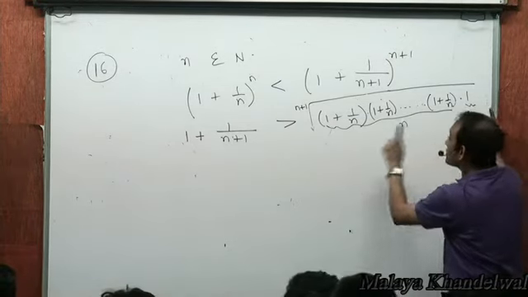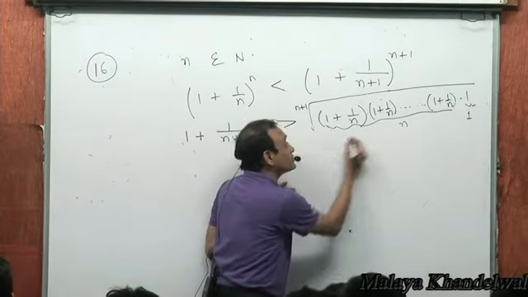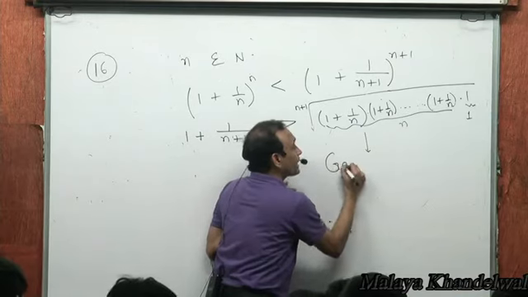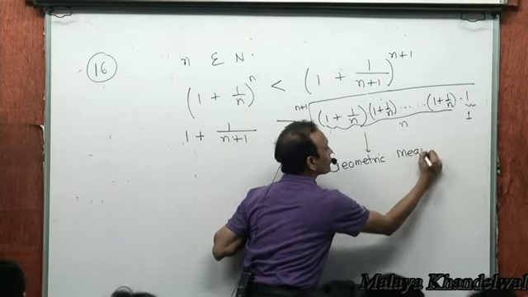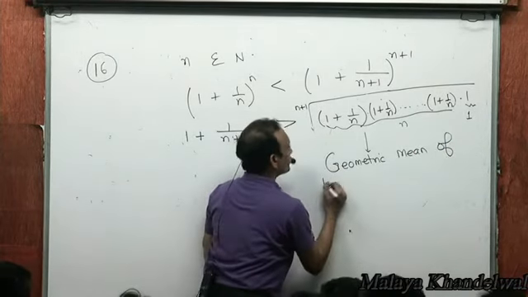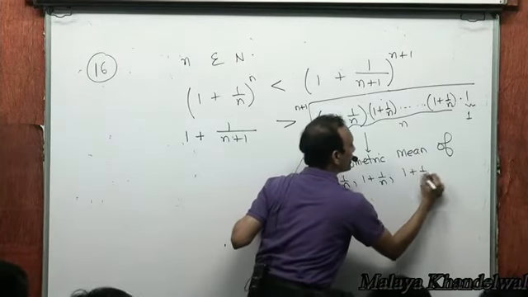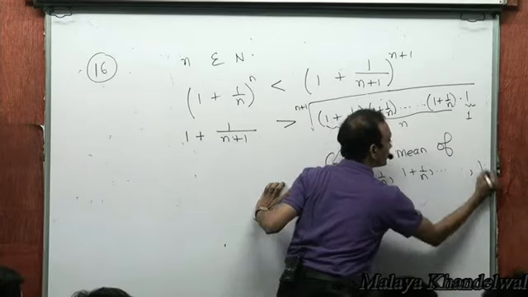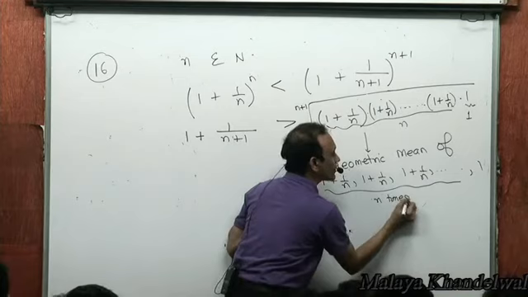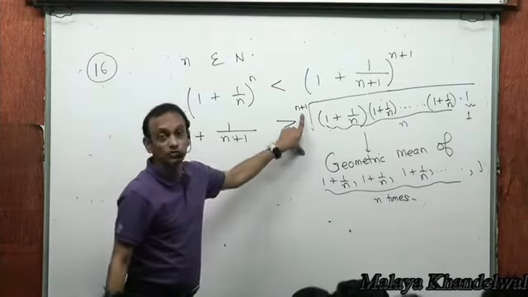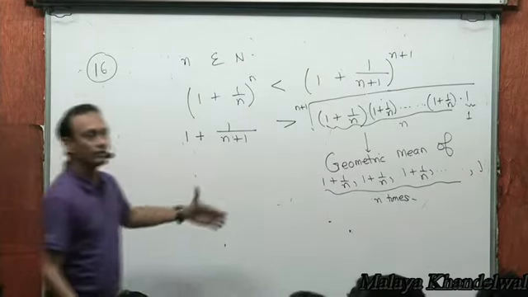That means the right hand side is actually the geometric mean of the following numbers: 1 plus 1 by n, 1 plus 1 by n, taken n times, and then 1. The n plus 1th root of their product is the geometric mean of these numbers, yes or no? Is that not the right hand side?